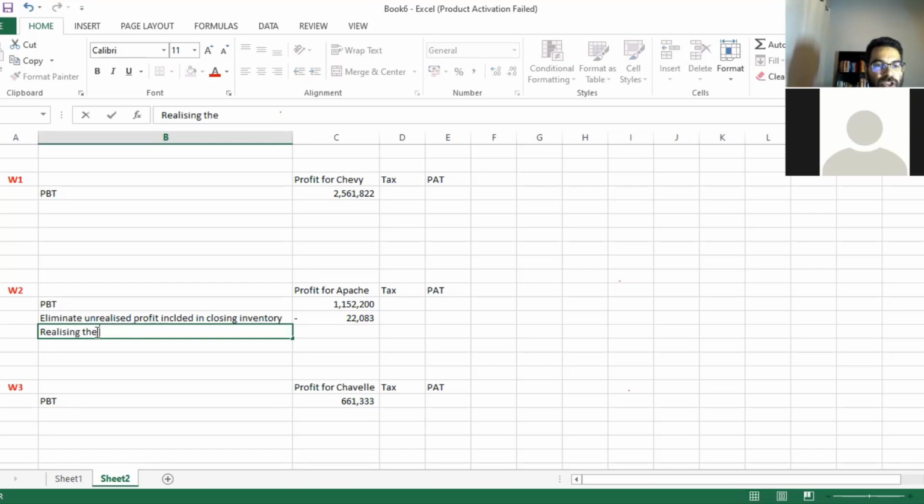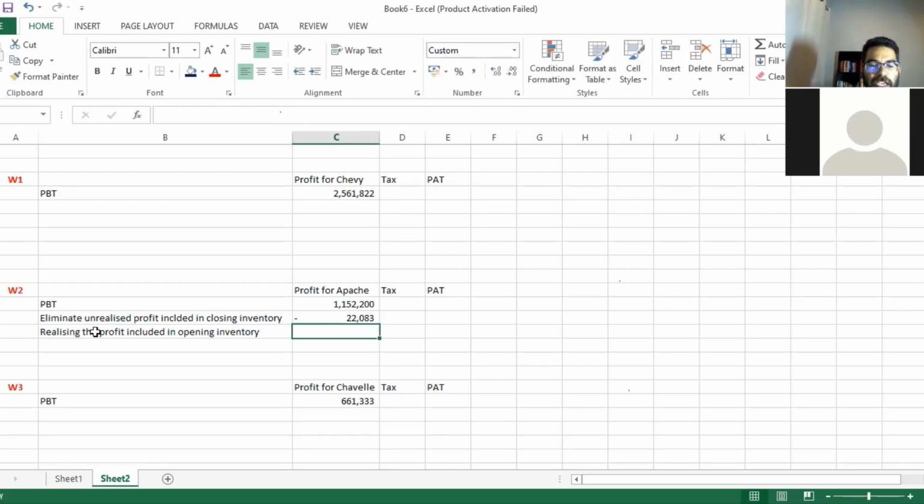So we're going to say: realizing the profit included in opening inventory. Opening inventory was 87,400 multiplied by 20 divided by 120. Once again, because it's on cost price, we divide by 120. If it was on selling price, we would divide by 100. So I need to say equal to.